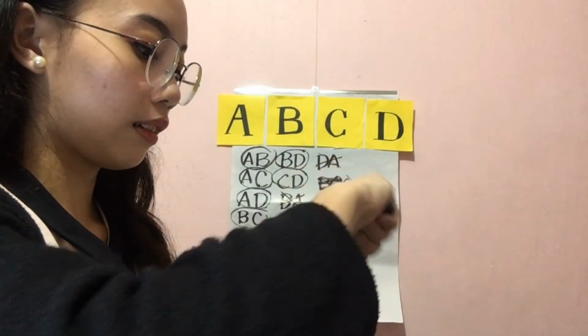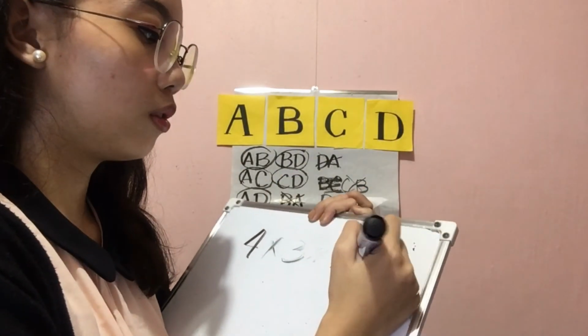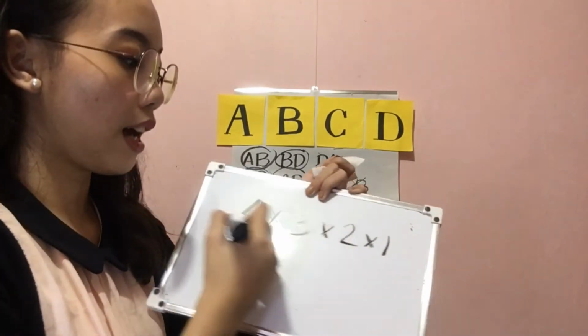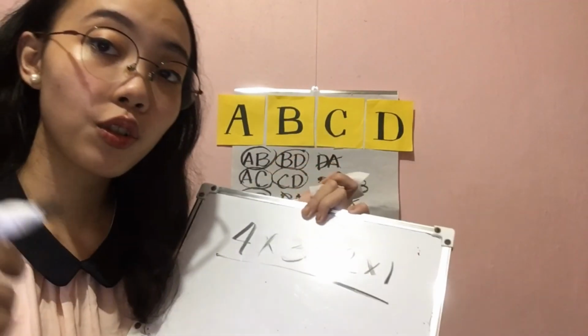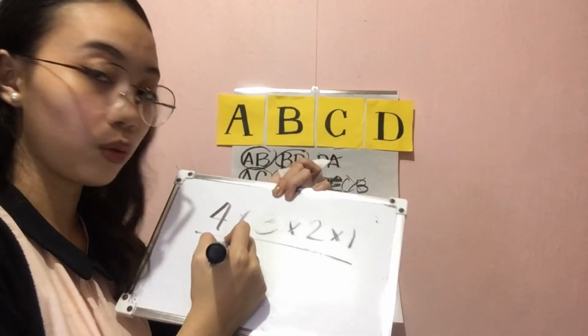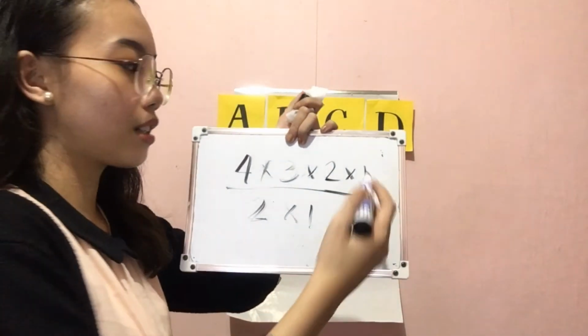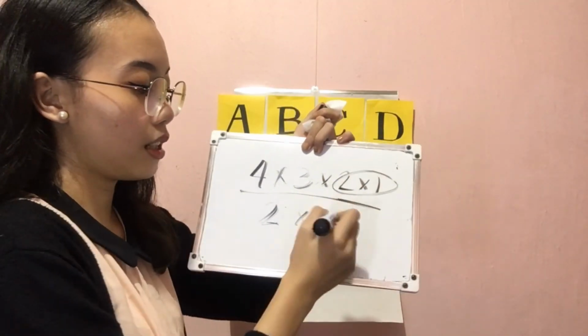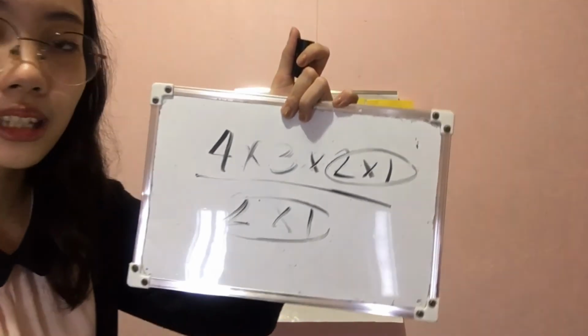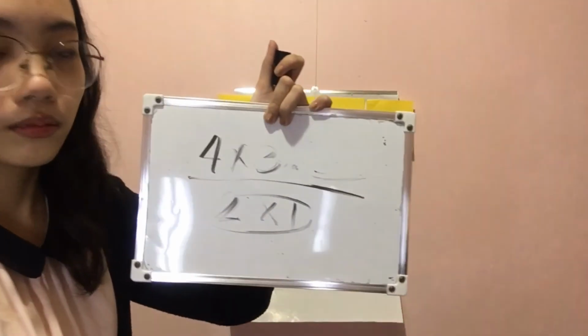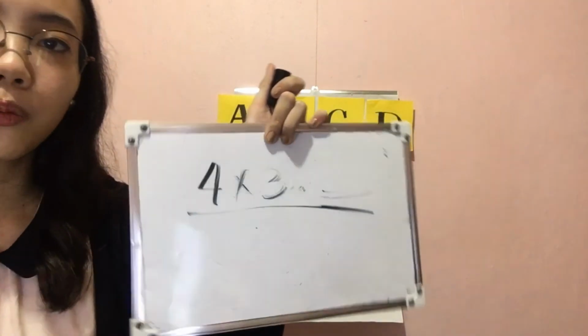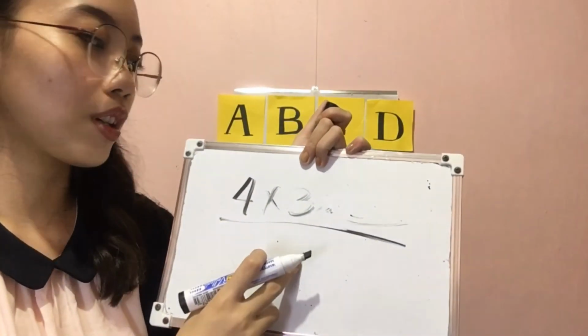Then, over 2 times 1, because 4 minus 2 is 2, and 2 factorial is 2 times 1. Of course, we're going to cancel this, because this and this are just the same, so they will be cancelled out. These two numbers will remain: 4 times 3, which is 12. So as you can see here, permutations gives 12.